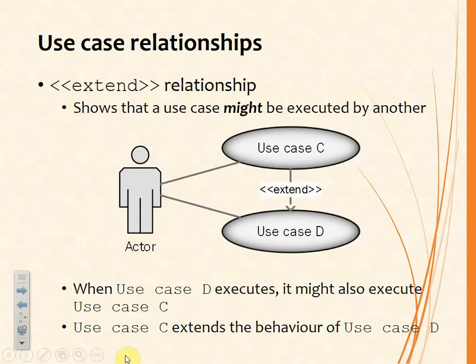Here's another relationship, extend. This is not an imperative. It is a possibility. It's an option. It shows that a use case might be executed by another. In this diagram, we can see that when use case D executes, it might also execute use case C, because, according to the diagram, use case C extends the functionality of use case D. As we can see from this diagram, we could also execute use case C in isolation. But if we execute use case D, then we have the option also of executing use case C.